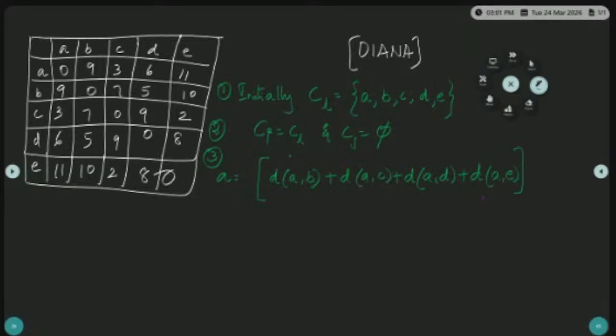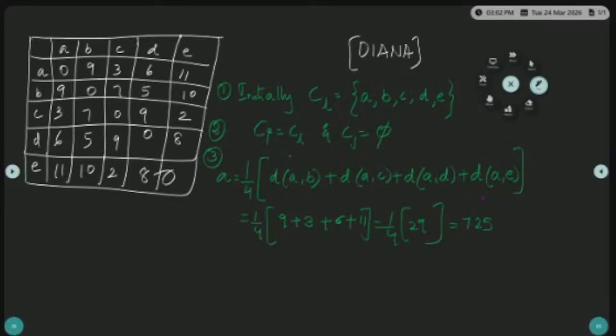As we are finding the average, what is the formula? The sum of the elements divided by the number of elements. How many elements are there, 5 or 4? How many elements are we taking? 4. See here, what is the value of D of A comma B, A comma C, A comma D, A comma E? 1 by 4. What is the answer? 7.25.